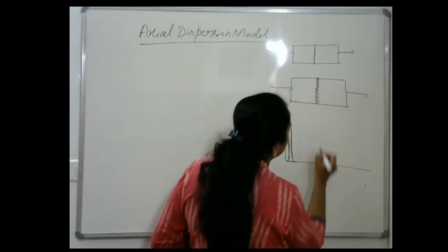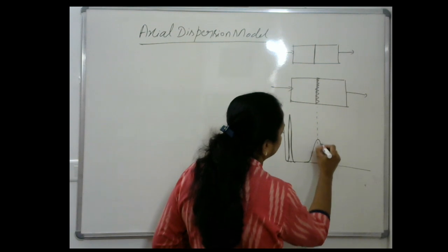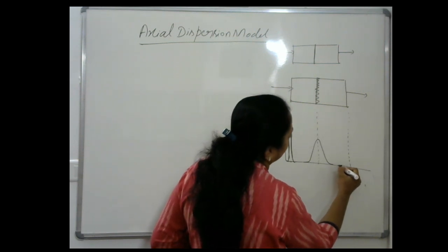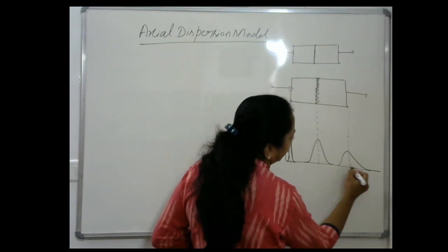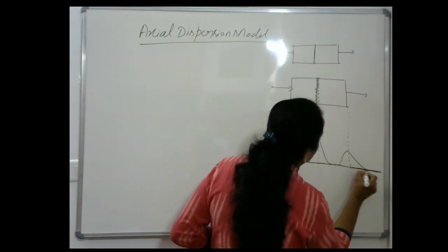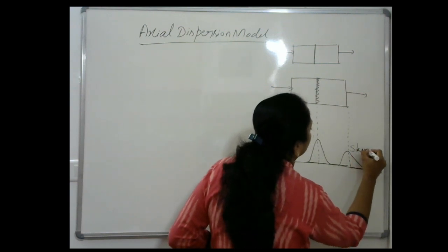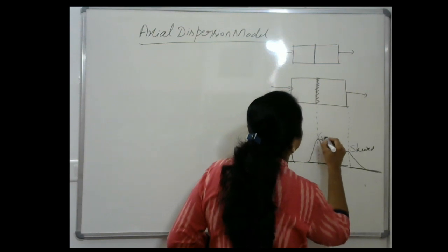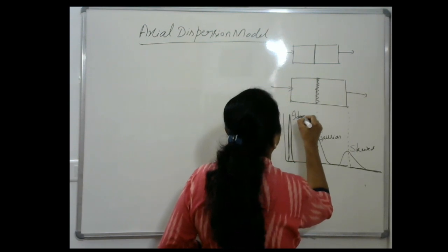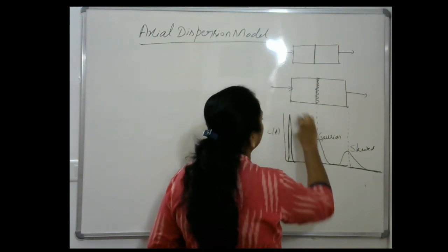Now at this point, it's a Gaussian. And at this point, it gets skewed, something like this. This is how we show it. This is skewed, this is Gaussian, and the ideal one is the Dirac delta function.